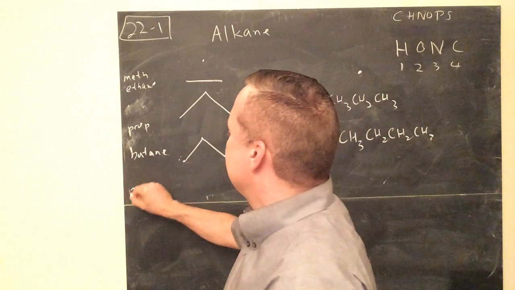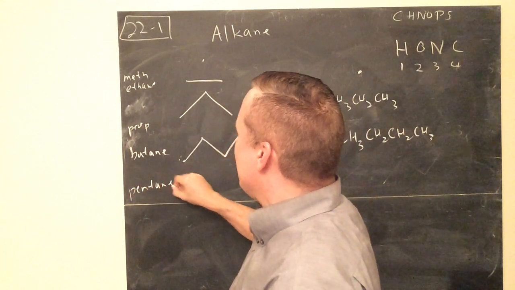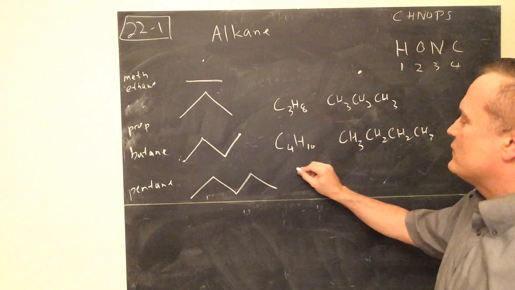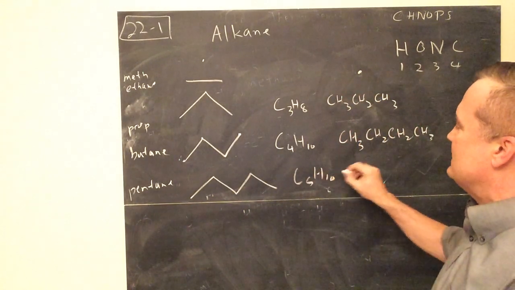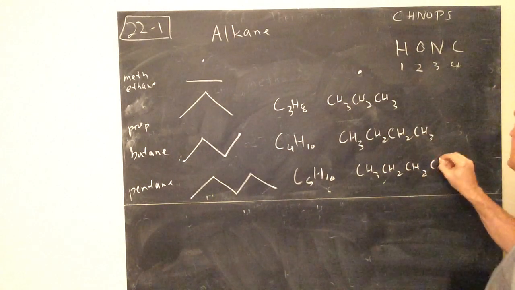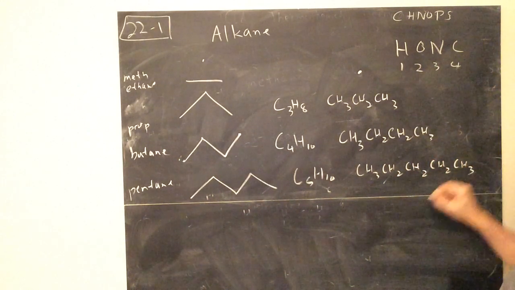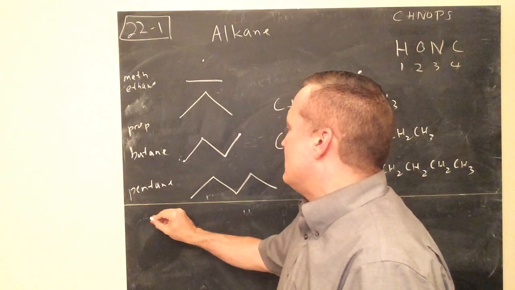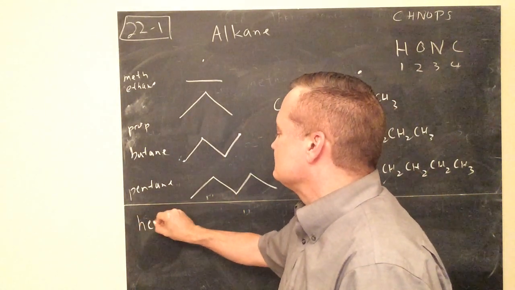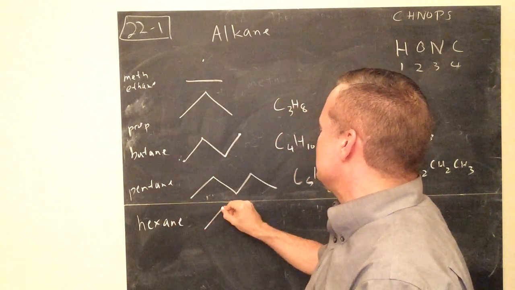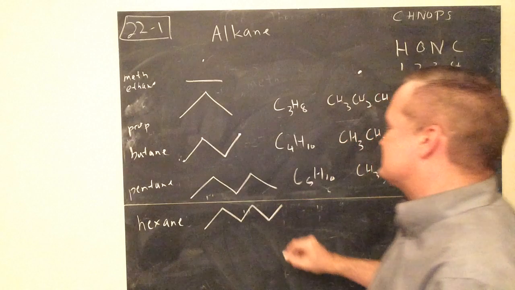All right? So pentane has 5. 1, 2, 3, 4, 5. And it's the same thing over and over again. C5H10, CH3, CH2, CH2, CH2, CH3. All right. For pentane, hexane. For hexane, we'll put 1, 2, 3, 4, 5, 6.